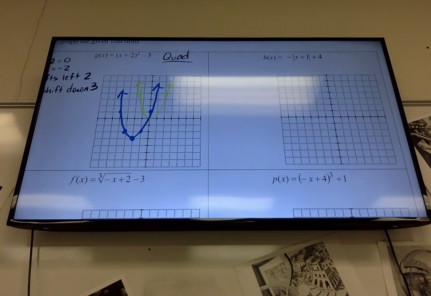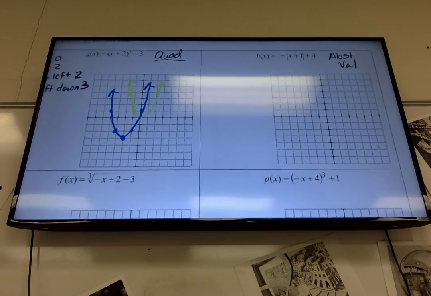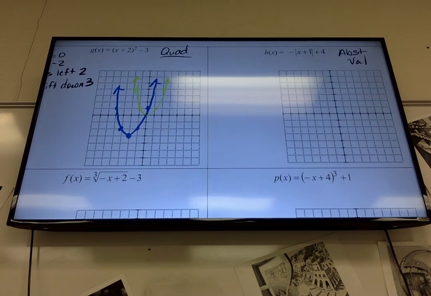Okay, so which parent graph does h of x have? Absolute value, because it has those straight up and down lines on it. So that means it's going to be a V shape. The minus sign is going to tell us that it's going to reflect how? Over the x-axis. So instead of pointing up, it's going to point down.